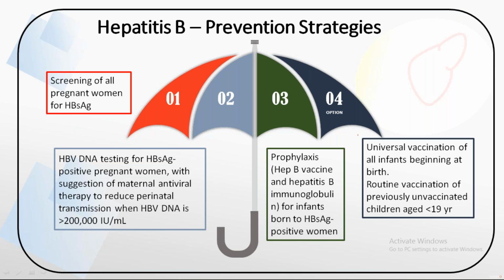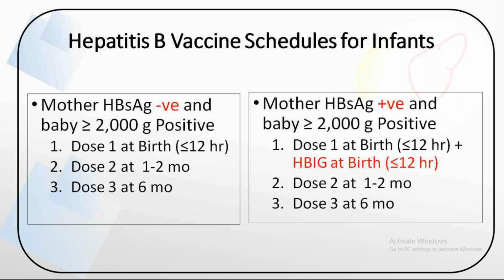And the last strategy is the universal immunization of all infants beginning at birth itself, and routine immunization of those people who missed it at birth; you can give it to children below 19 years. All children must receive the hepatitis B vaccine. The schedule: if the mother is HBsAg negative and the child is below 2 kgs, we are waiting. Hepatitis B vaccine is not advisable, at least wait until 2 kgs. That's the usual IAP recommendation. So at birth you give 1 dose, ideally within 12 hours. Second between 1 to 2 months, and third before 6 months.